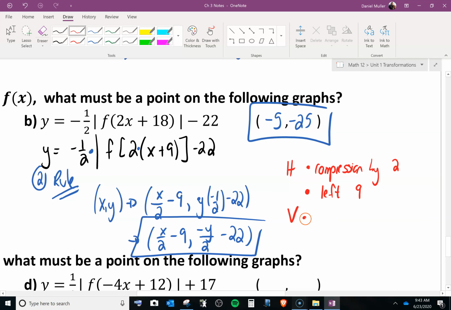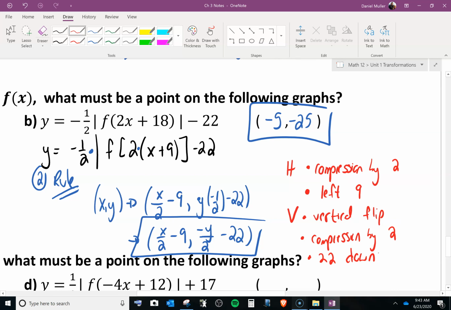Now for the vertical, what do we have? Well, first there's a negative, so we've got a vertical flip. You're also cutting in half, so we've got a vertical compression by 2. And then we have this 22, and because it's negative, it's heading down.